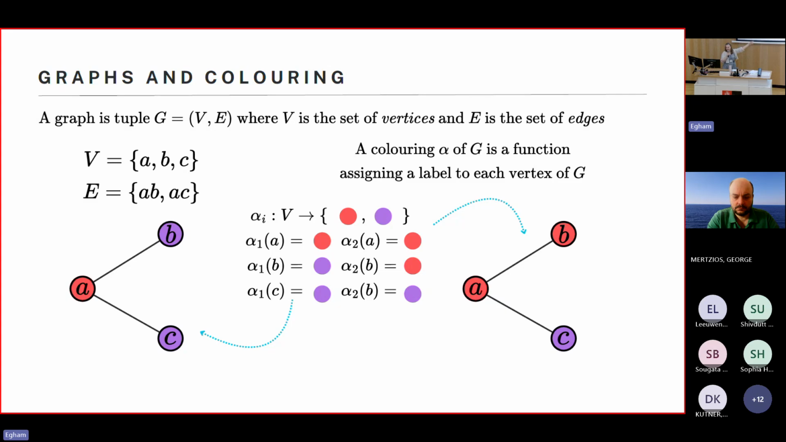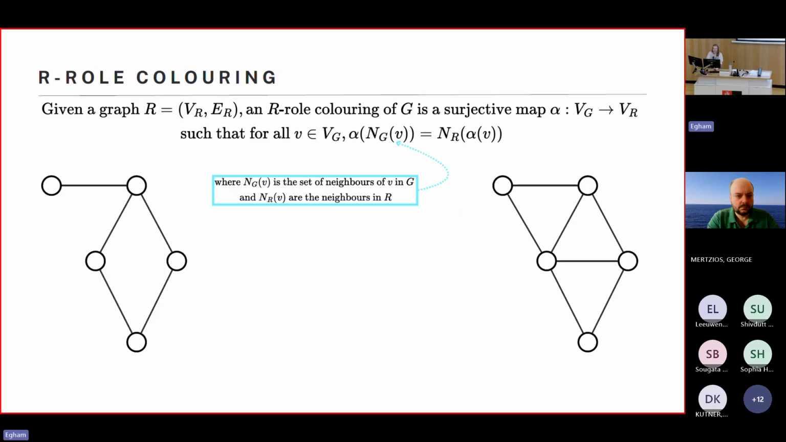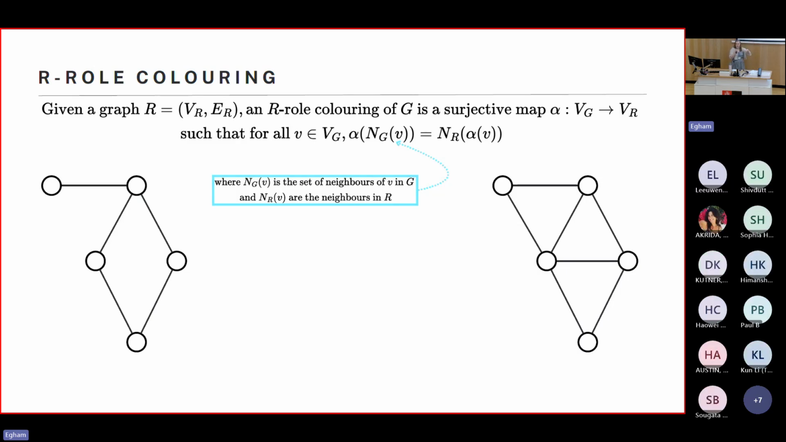So both of these up here are colorings. They're just assignments of colors or labels to our vertices. Specifically, unsurprisingly from the title, I care about role coloring. And so for me, a role coloring is assigned by a smaller graph R, which says what the roles are. And then you apply that to your larger graph so that if something has been assigned a role, all of its neighbors have roles that are neighbors in the role graph.